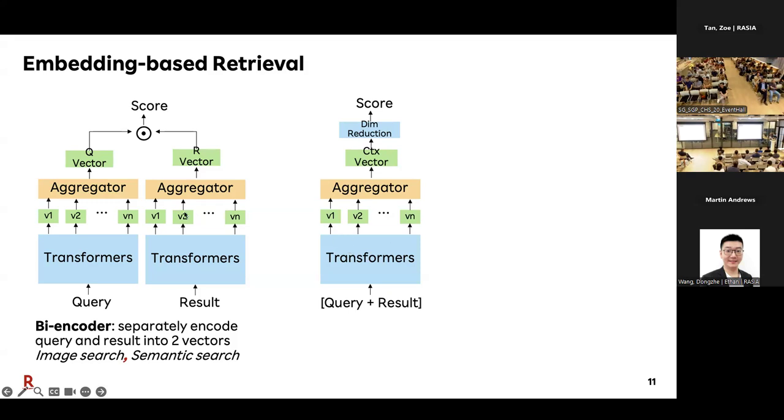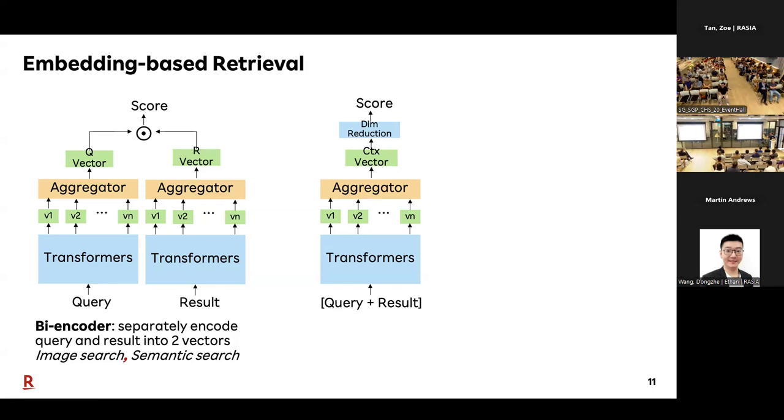Okay, where were we? Yeah, I think it's the bi-encoder model. Based on this diagram, as you can see, we have two encoders separately. One is the so-called query encoder, the other one is the result encoder. And the applications of this bi-encoder include image search or semantic search, as we can see.